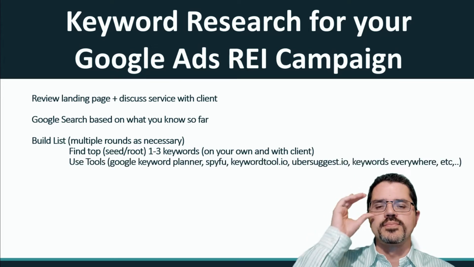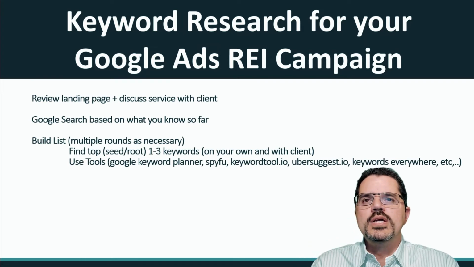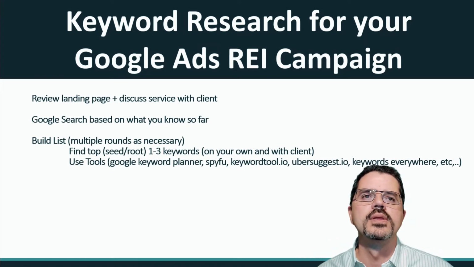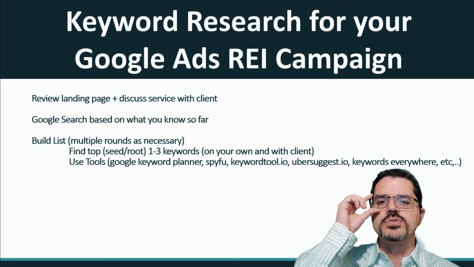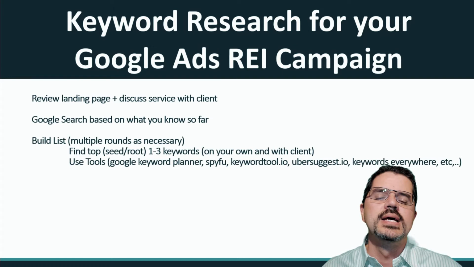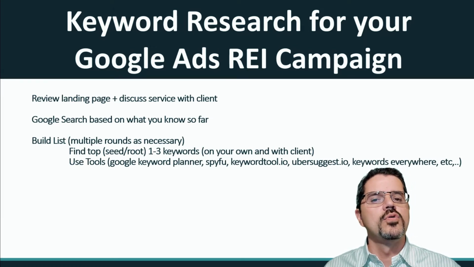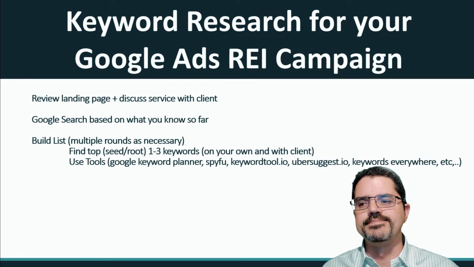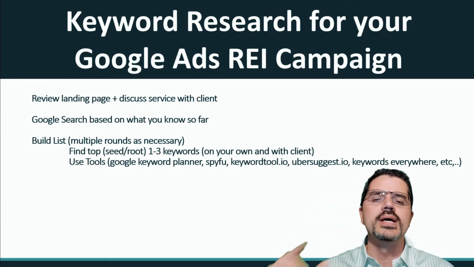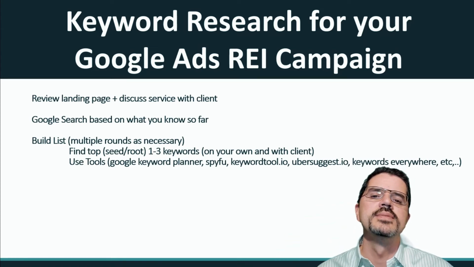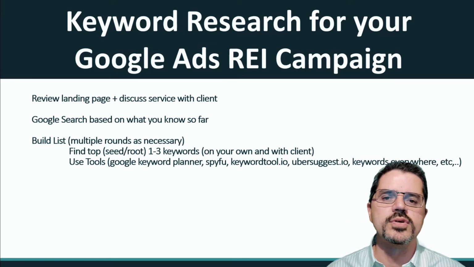Next thing you want to do is use tools like Google Keyword Planner, SpyFu, Ubersuggest, KeywordTool.io, and Keywords Everywhere. What this will do is facilitate and let you generate additional keywords that you could never think of, or that you possibly may have been undermining at one point. Just tack them onto the list and keep doing that with the tools. That's what these tools are there for.